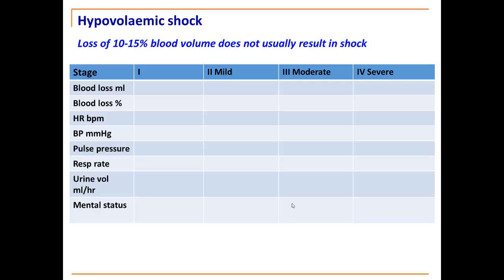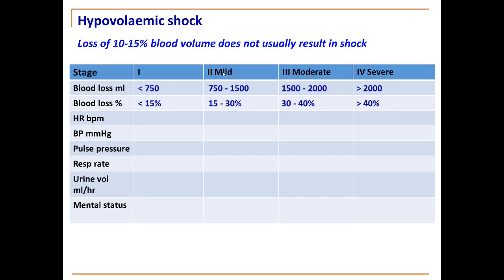So if we're thinking about hypovolemic shock, we're thinking about the various stages. So how much are we losing at each stage? I'll give you a little bit of a clue to start with. When we're looking at this table, we've got these 4 stages. Stage 1, stage 2, stage 3, stage 4, and obviously we're going mild, moderate, and severe. And fairly minor losses in blood volume shouldn't result in shock. So a 10 to 15% reduction in blood volume shouldn't result in shock.